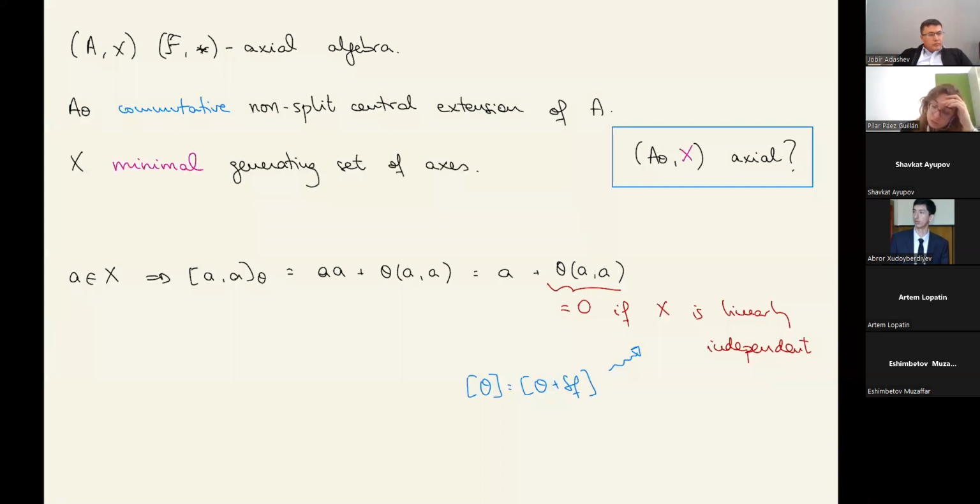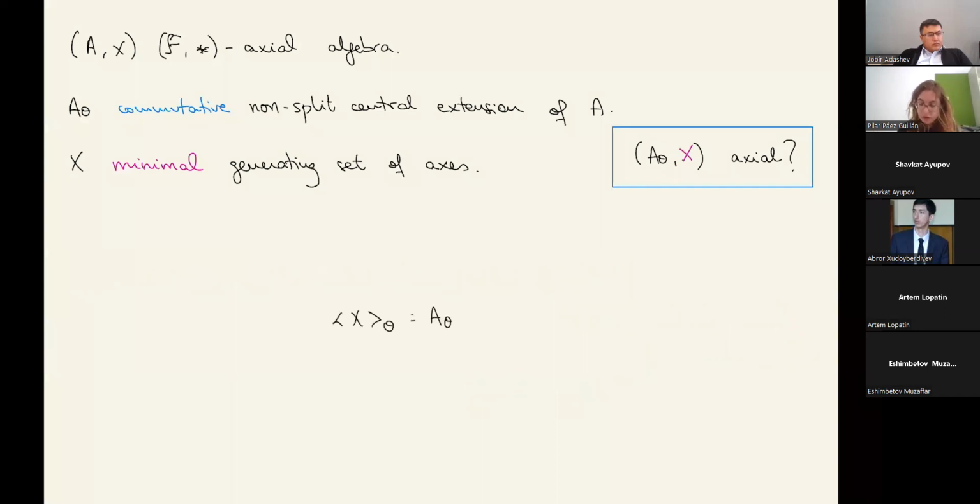So I'm going to take a new hypothesis by now. I'm going to consider just a minimal set of axes generating the original algebra. Minimal in the sense that no smaller set is going to generate the algebra. And of course, in this case, if X is minimal, it's going to be linearly independent, and I can assume that this is 0, and then the product in the new algebra gives me again A. So the elements in X are going to be idempotents also in the new setting. Okay, so I want to change my question, and instead of finding a set Y such that A theta, Y is axial, I'm just going to work with A theta, X.